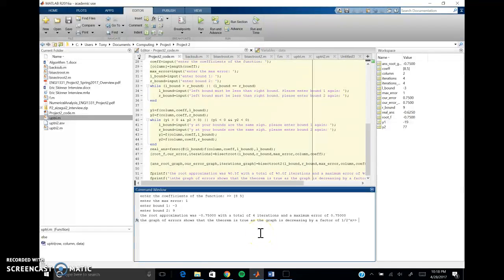The graph of errors shows that this theorem is true as the graph is decreased by a factor of 1/2 to the n.